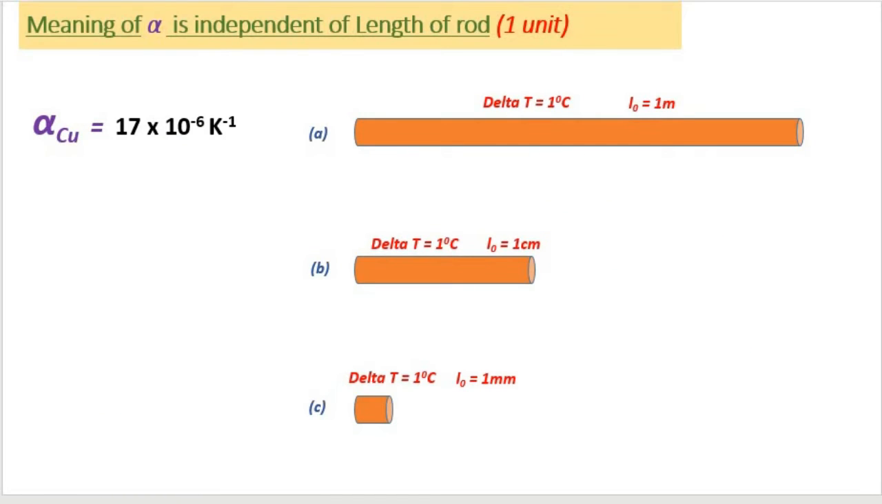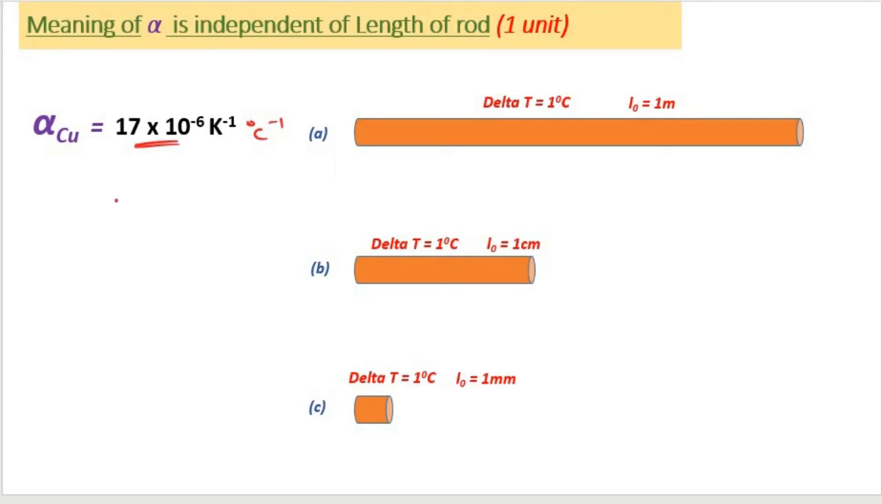So I have 3 cases in front of you, and alpha of copper I have given the correct value over here, 17 into 10 raised to minus 6 Kelvin inverse. I can also write this as degree Celsius raised to minus 1. Okay. This rod is of 1 meter. There are 3 cases over here. So this rod, which is shown in A, has got length 1 meter. This is 1 centimeter and this is 1 millimeter. All 3 rods are of copper only.